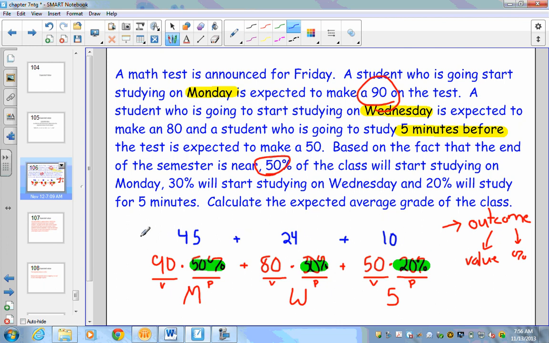And I'm just going to write this over here because I ran out of room here. I believe the answer is 79. So as a teacher, the question was to calculate the expected value of the expected average grade of the class, and it is 79. There you go. Next question.